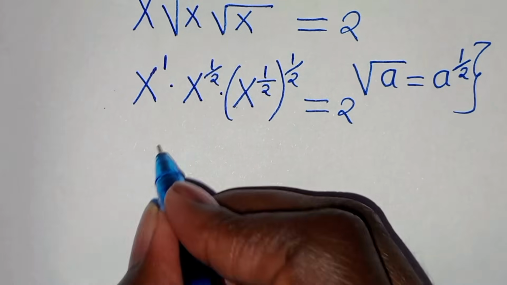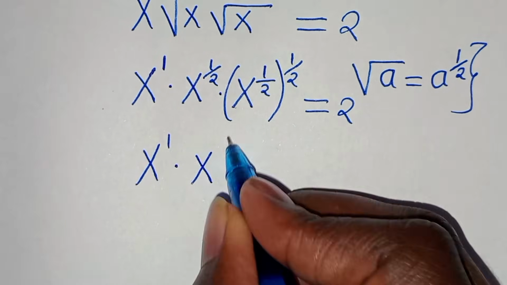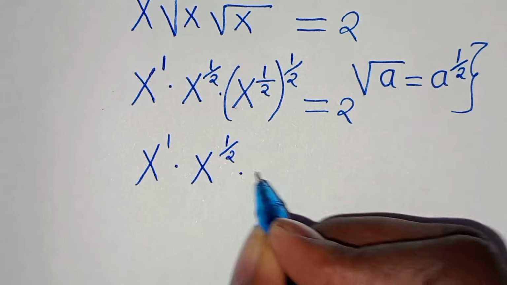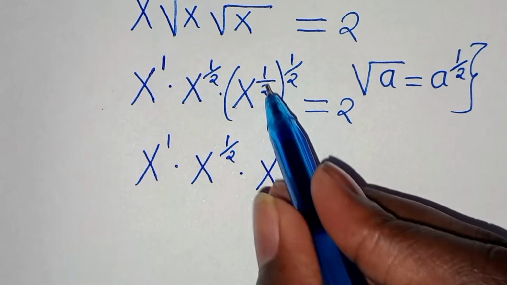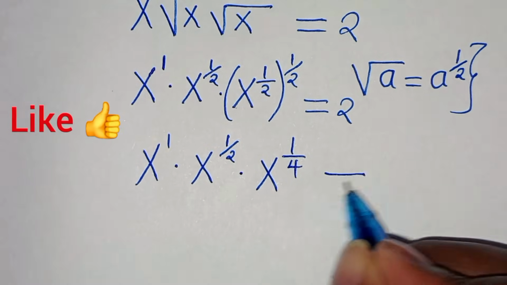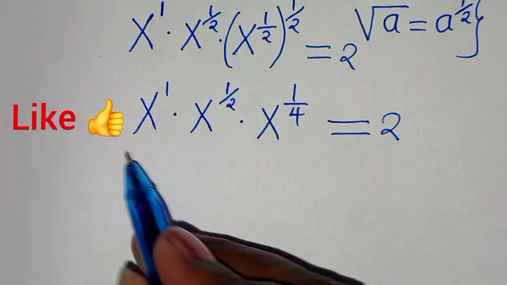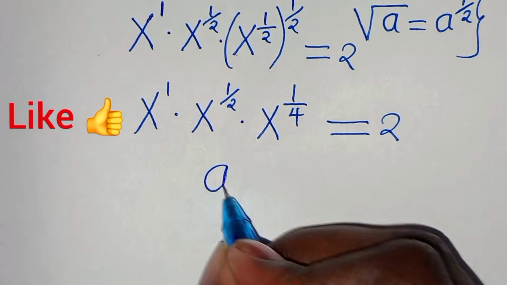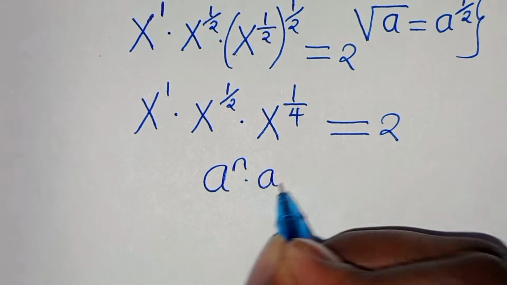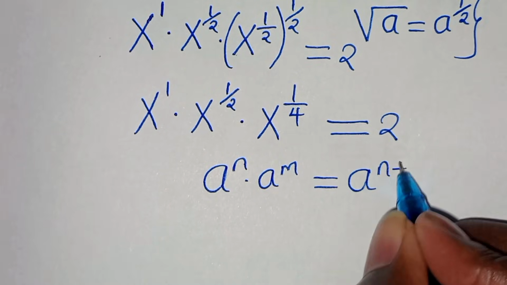So we have x, this is x raised to the power of 1 times x raised to the power of a half times x raised to the power of a half times a half. This is 1 over 4. This is equal to 2. Now, this is in the form of a to the power of n multiplied by a to the power of m, which we can express as a to the power of n plus m.